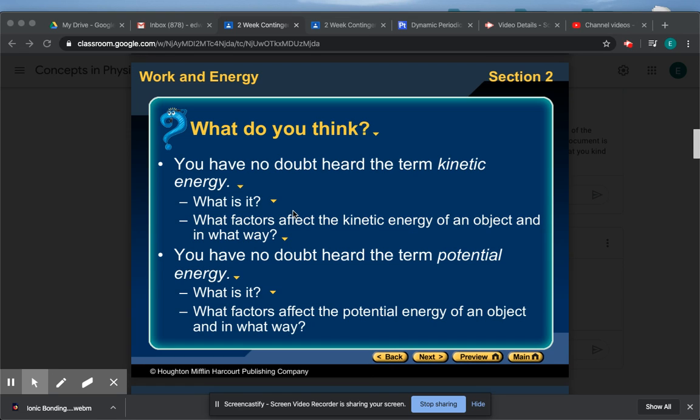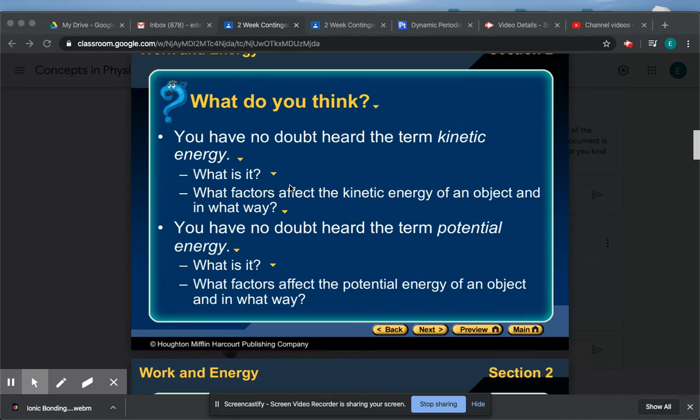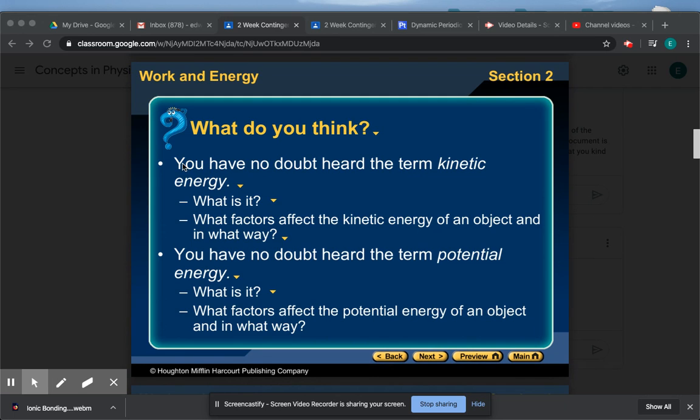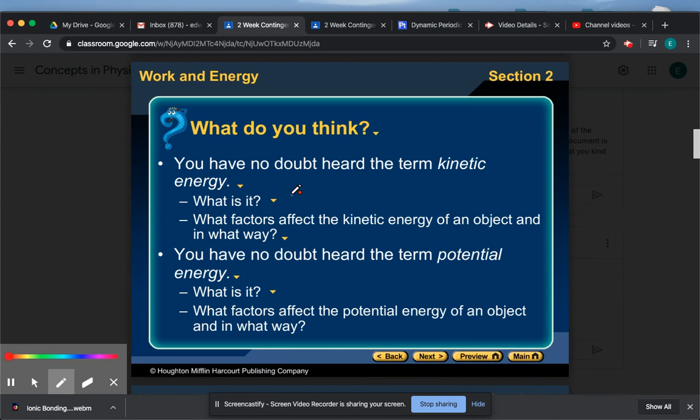Hello, ladies and gentlemen. Today we're going to be working on section 2 of the work and energy unit, which is energy. So section 2 focuses on the energy half of the equation. The first slide starts off with a bit of an intro. You have no doubt heard about the term kinetic energy, and yes, you have, because we've talked about it in class before. If you remember, kinetic energy is the energy of motion. So what is it? It is the energy of motion.